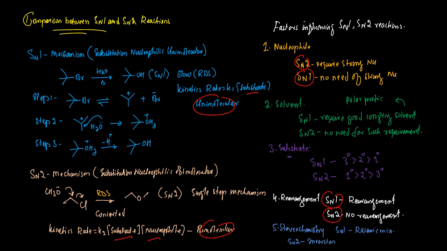SN1 proceeds through 3 different steps, step 1, 2 and 3, whereas the SN2 mechanism proceeds through just a single step. That's why we call it a concerted mechanism, in which the nucleophile approaches from the back side to the leaving group.